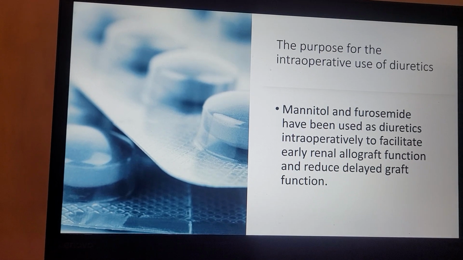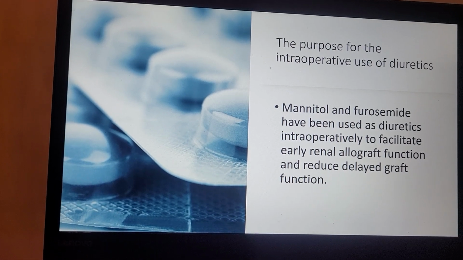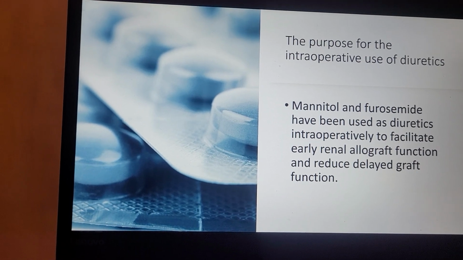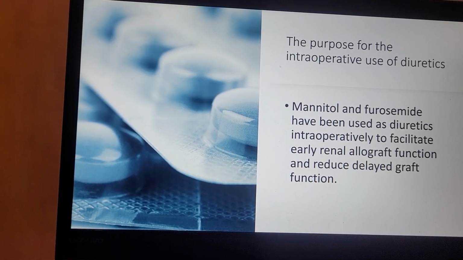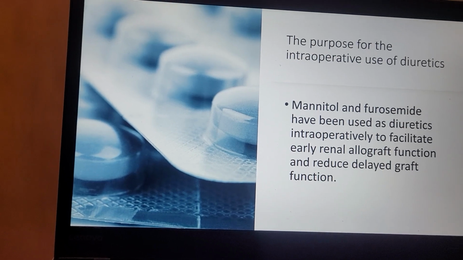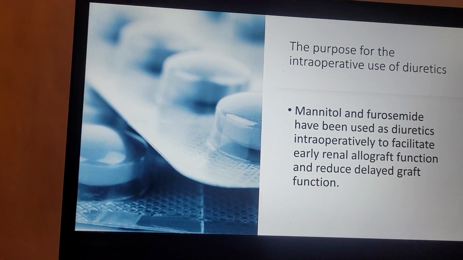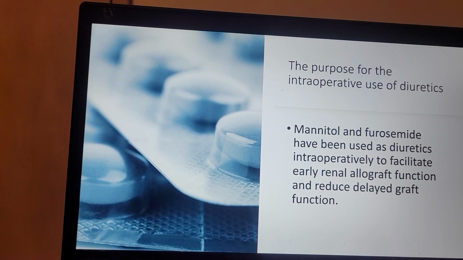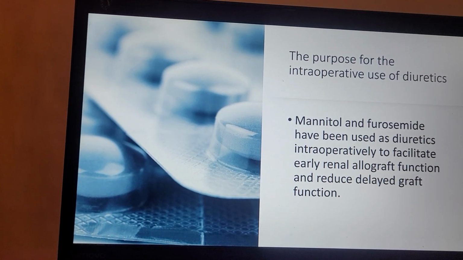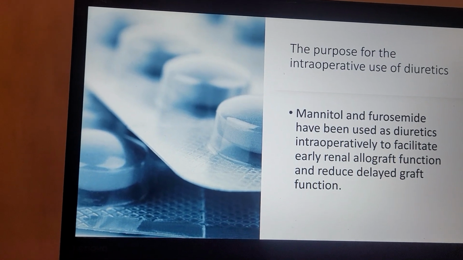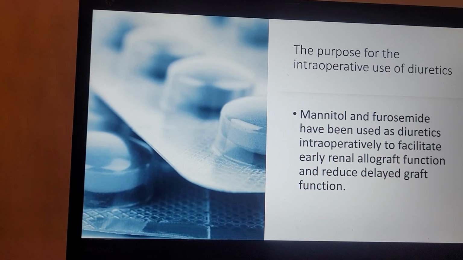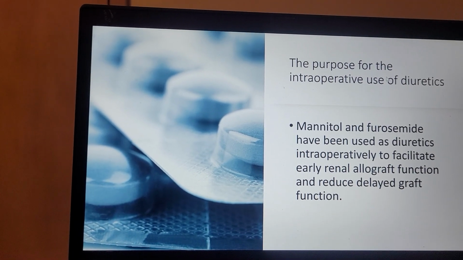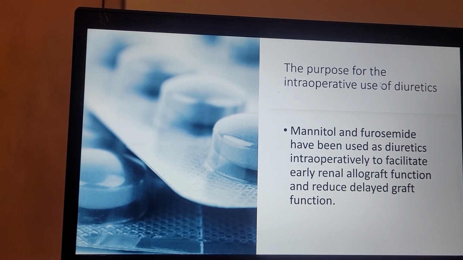The use of diuretics in surgery, and the purpose for the intraoperative use of diuretics. They use mannitol and furosemide. It has been used as a diuretic intraoperatively to facilitate early renal allograft function and to reduce delayed graft function in a surgical procedure or case.